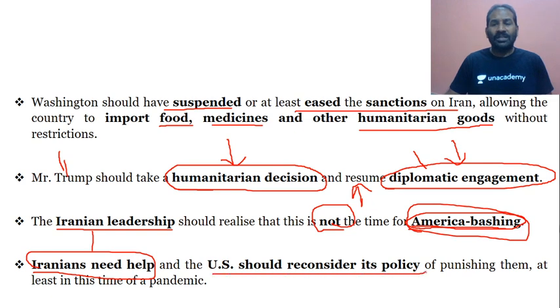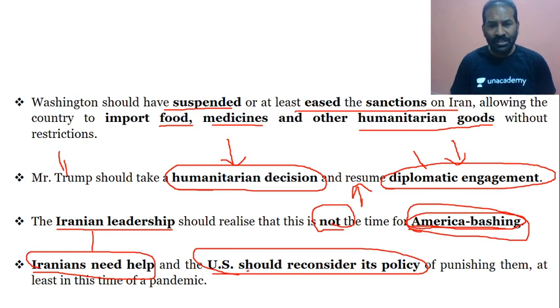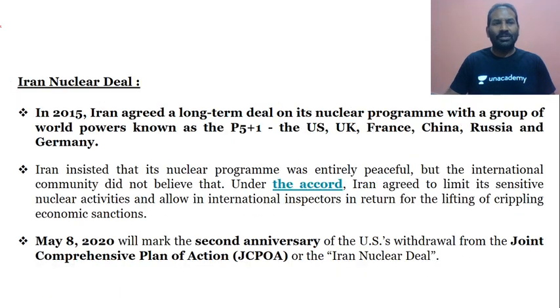And the US should consider its policy. What policy is that? It is the US foreign policy towards Iran. Please do understand here. The US should reconsider its foreign policy towards Iran of punishing them, at least at the time of pandemic, considering the humanitarian crisis and humanitarian conditions. The US foreign policy has to be in a different, renewed fashion. So I hope you all have understood the point.